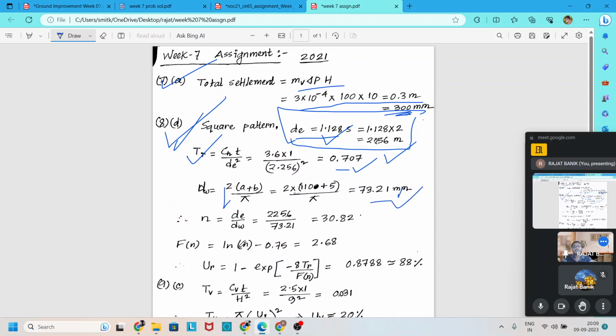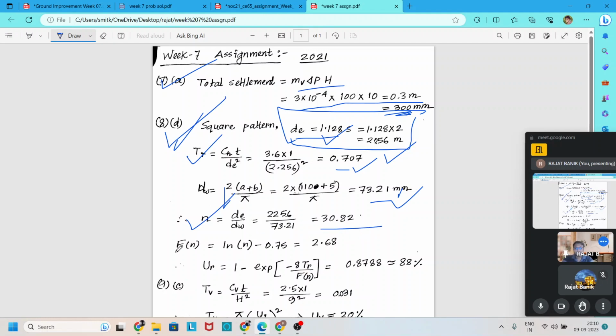We find it to be 73.21 mm. After that, we find out the n parameter, which is used to find the degree of consolidation, which is the ratio of the diameter of the influence area to the diameter of the PVD drain. So we come to the point that n is equal to 30.28.